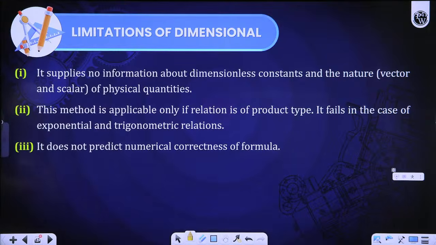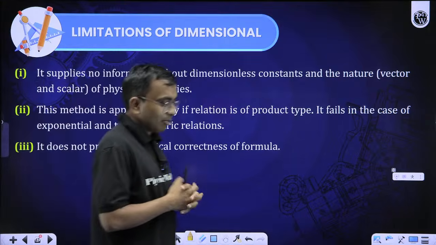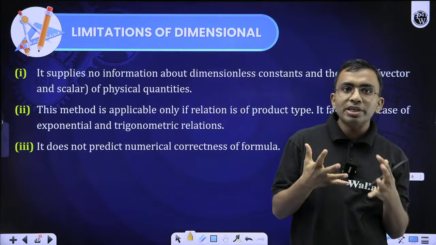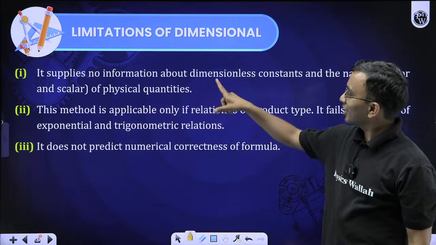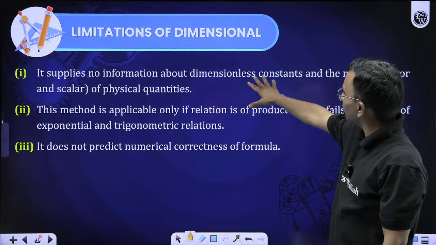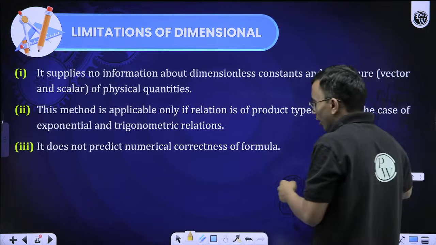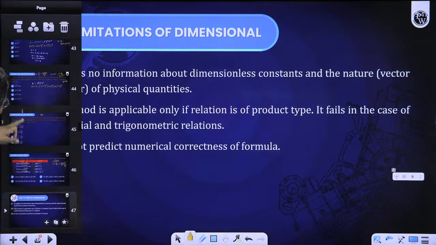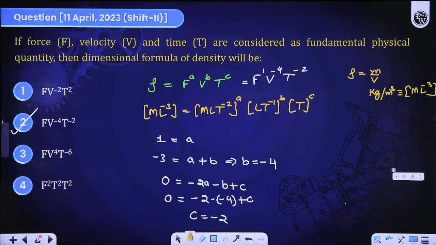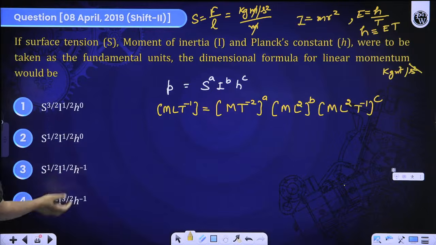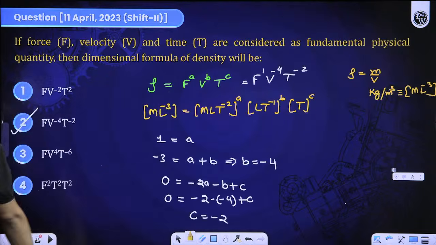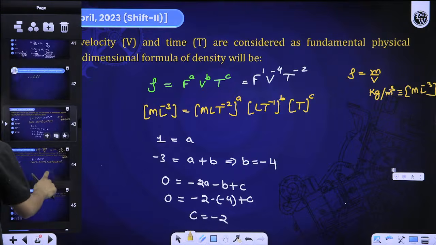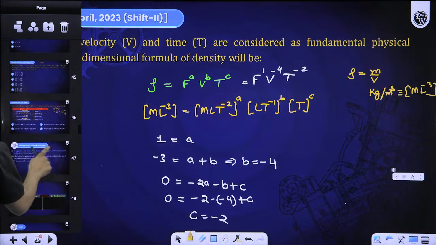Next. Okay guys, we have learnt dimensional analysis, but there are some limitations of dimensional analysis also. What are the limitations? First, it supplies no information about dimensionless constants. Like you got a relation such as density equals something, or momentum equals something. There can be some constant also here. So it will not provide you information about the dimensionless constant.